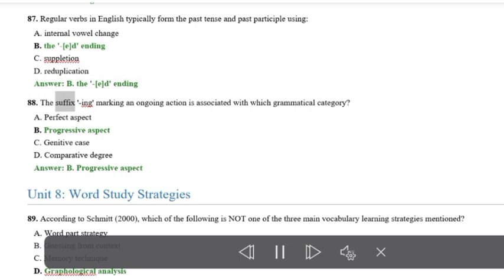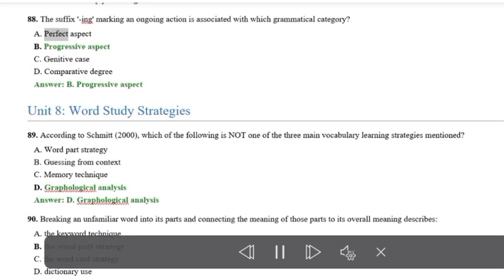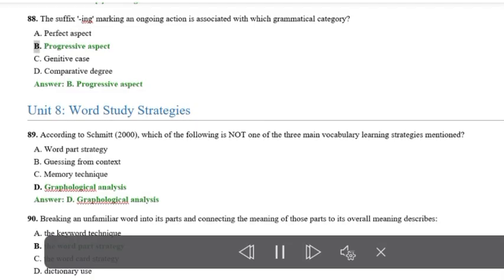88. The suffix -ing marking an ongoing action is associated with which grammatical category? A. Perfect aspect. B. Progressive aspect. C. Genitive case. D. Comparative degree. Answer: B. Progressive aspect.